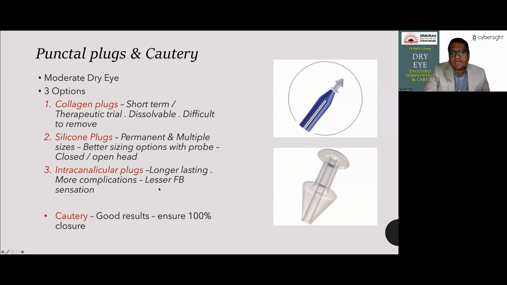If you don't have access to any of these plugs, it is not an issue at all. If you have access to cautery, a simple punctal cautery will do the job. When you cauterize the lower punctum properly, a lot of tear film can be retained. The advantage is that when you do it under a microscope, you are 100% sure of the closure, and thus you can give good results to the patient even if you don't have access to punctal plugs.